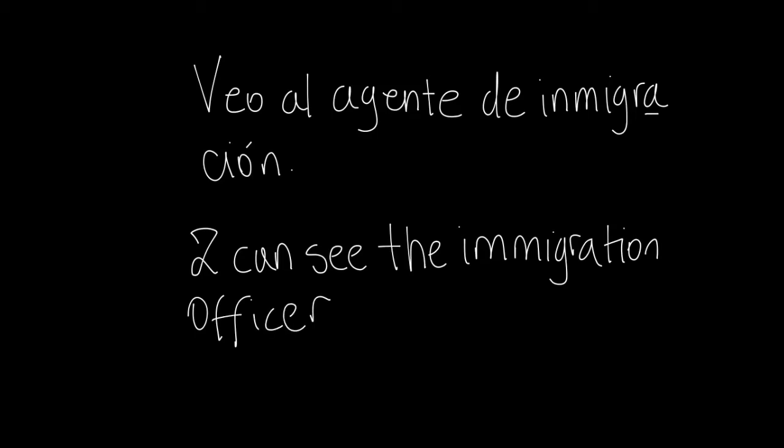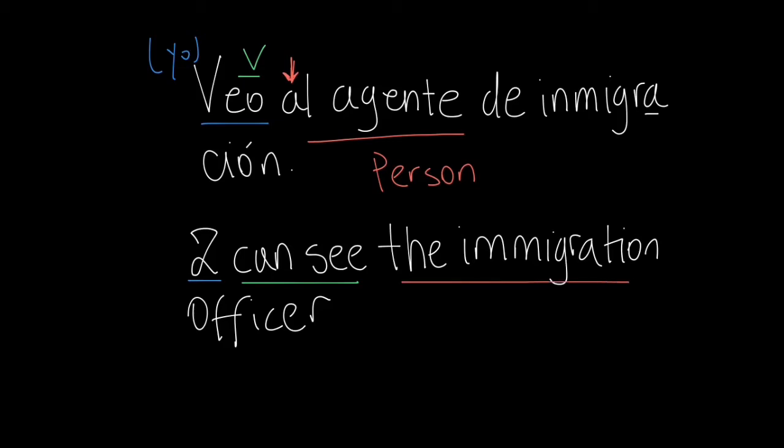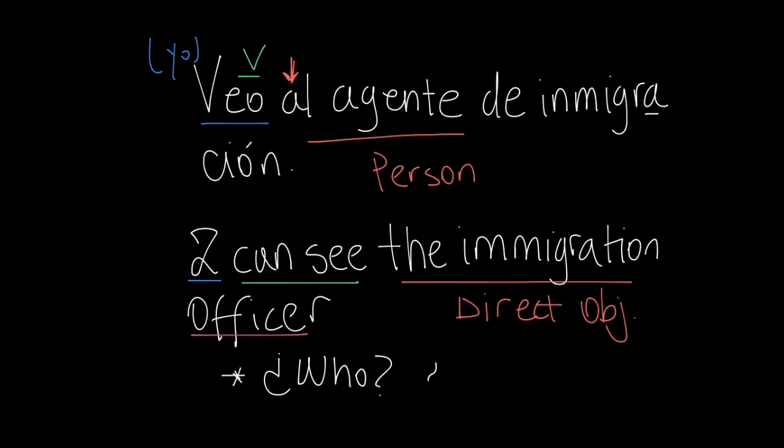So in this case, the subject is yo, the verb is veo, and my direct object is el agente, which is a person. The reason I have that a there is because I need the a personal. In English, I is my subject, can see is my verb, and the immigration officer is my direct object. Remember that the direct object answers the questions of what, in the previous case, the passport, or who, in this case: who do I see? The immigration officer.